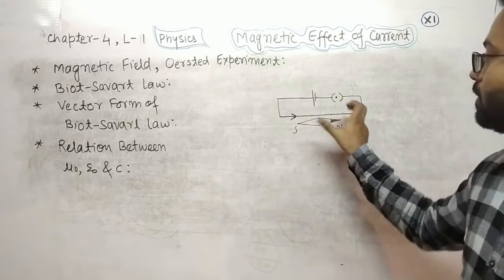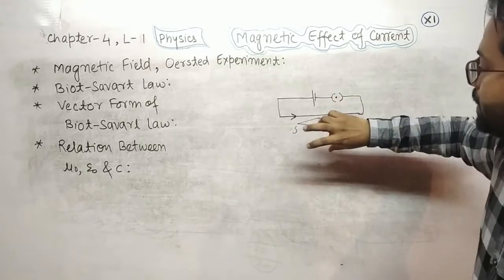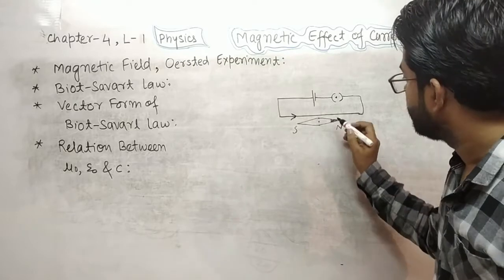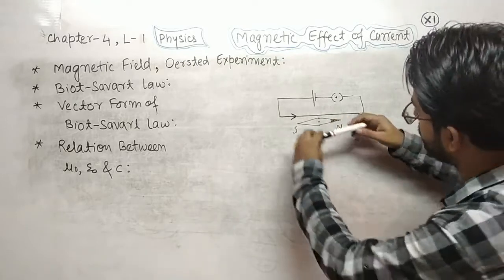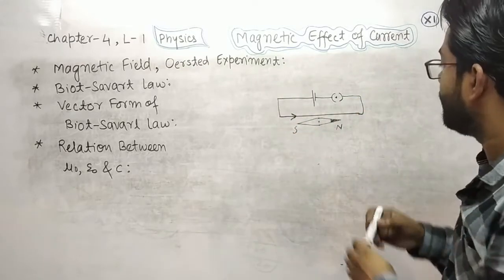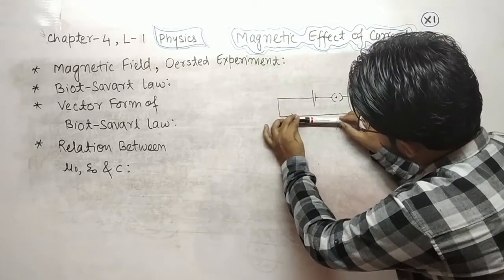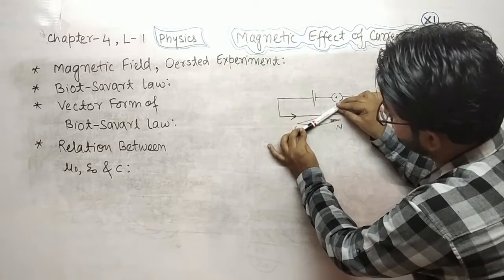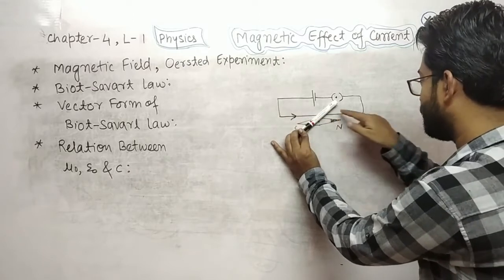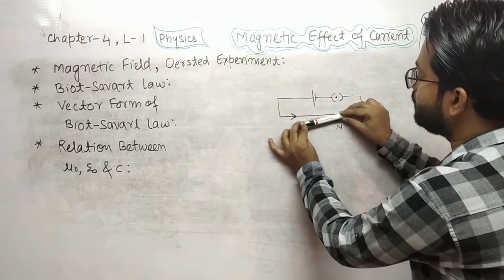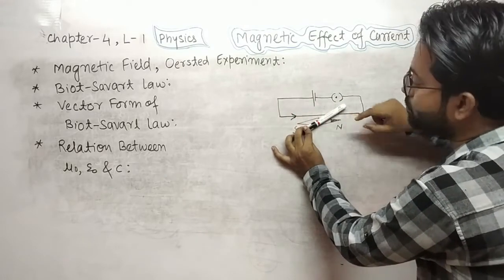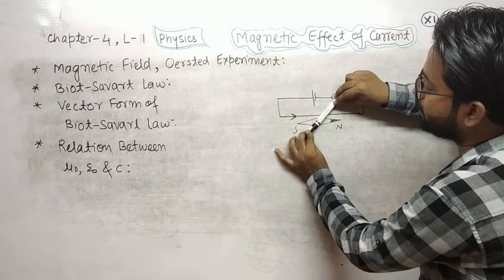The magnetic needle will rotate in a particular direction, in clockwise or anti-clockwise. Means it will rotate. Let us suppose this makes some angle like that in this direction. If the current is flowing in this direction, the magnetic needle will rotate in this direction. If we increase the amount of current, the angle will also increase.